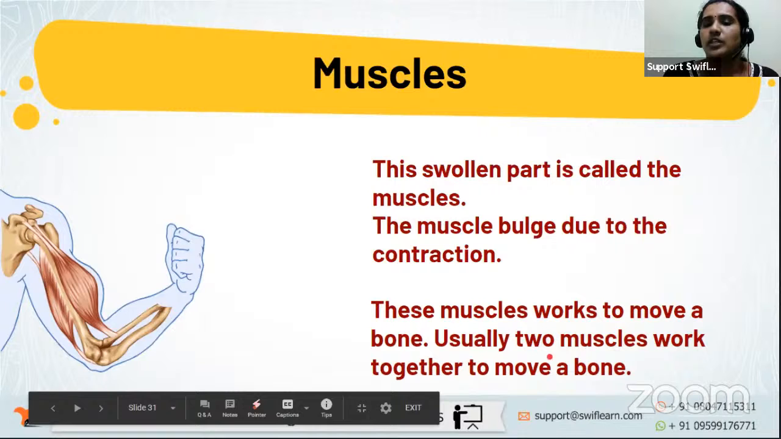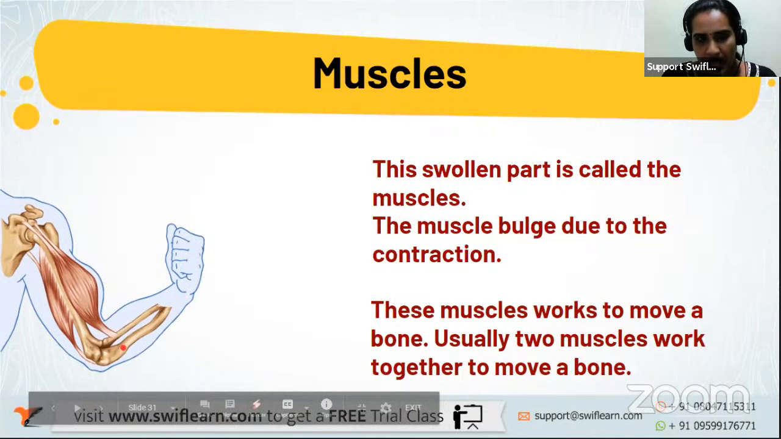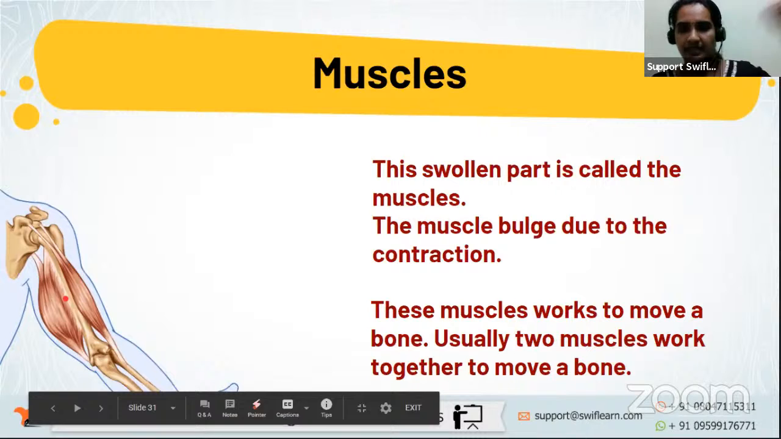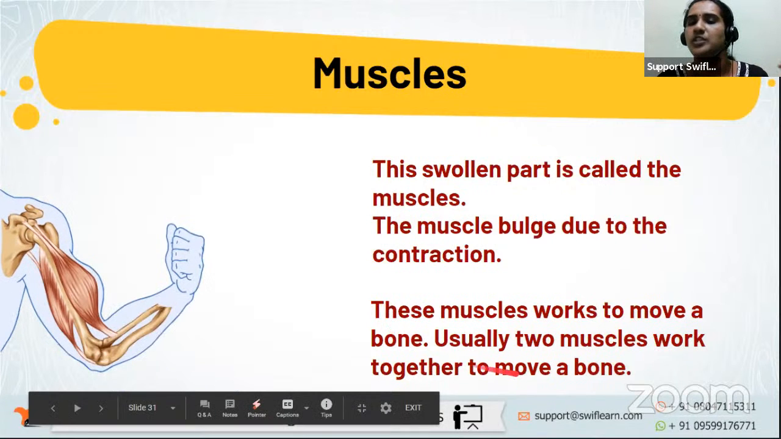Usually two muscles work together to move a bone. You can see here, these muscles work to move the bone. Something is attached to this bone, and part of the muscle is attached to it, and we are able to move our bone. These muscles help to move the bone.